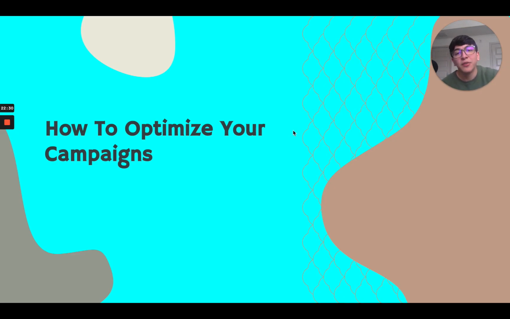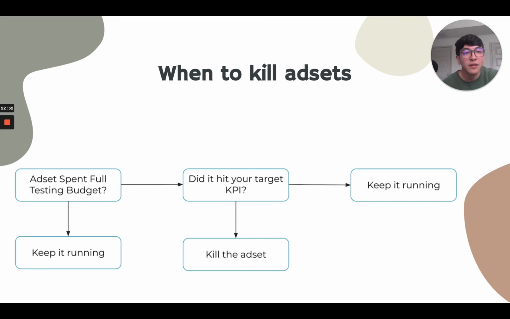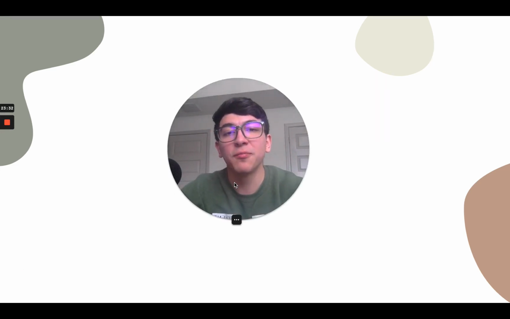Now, how to optimize your campaigns. So honestly, it's pretty simple. Probably the most simple part of this whole presentation. If the ad set spent is full, or if it's in the testing budget, keep the ad running. Now, if your ad did not hit the key performance indicators, KPIs, if it did not meet the numbers, kill the ad set. And if it did meet the numbers, leave it running. It's honestly pretty simple.